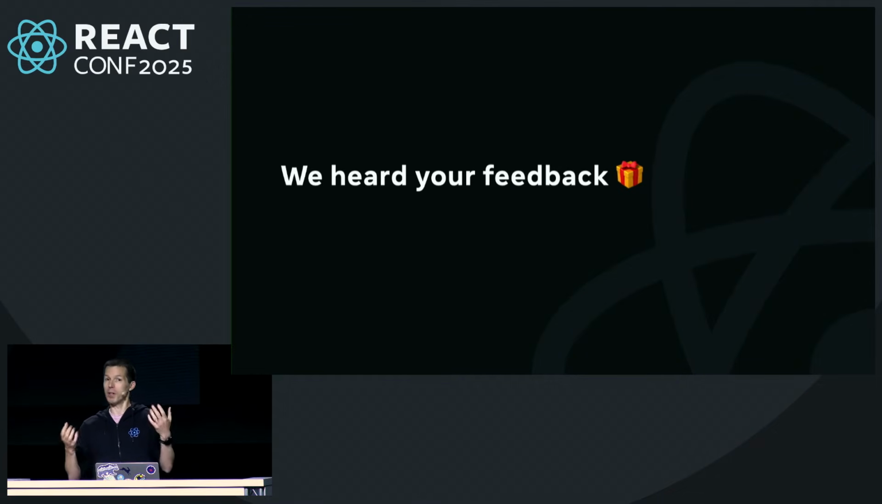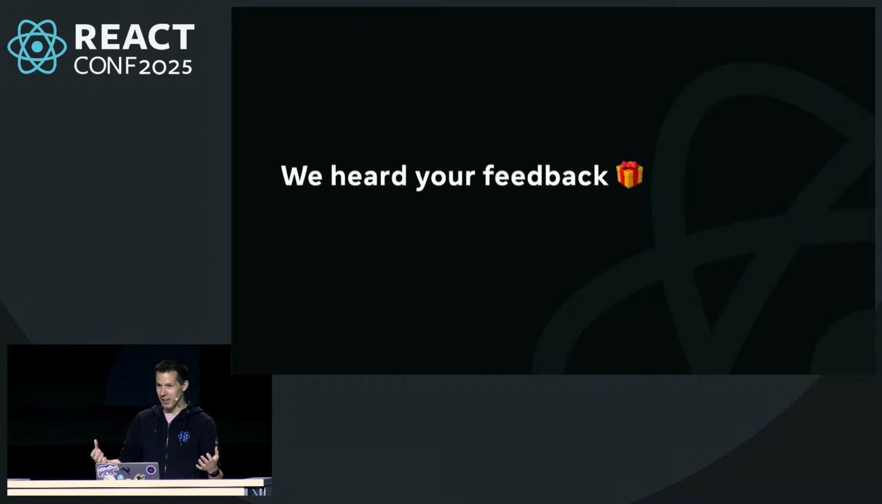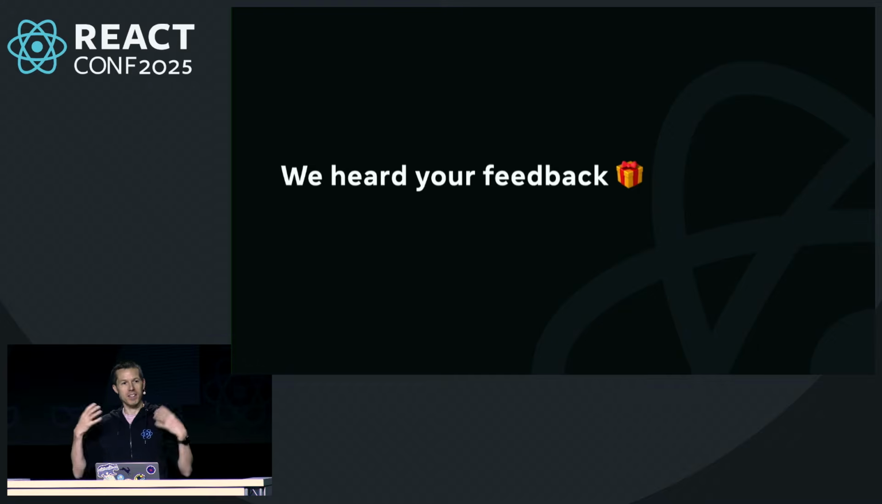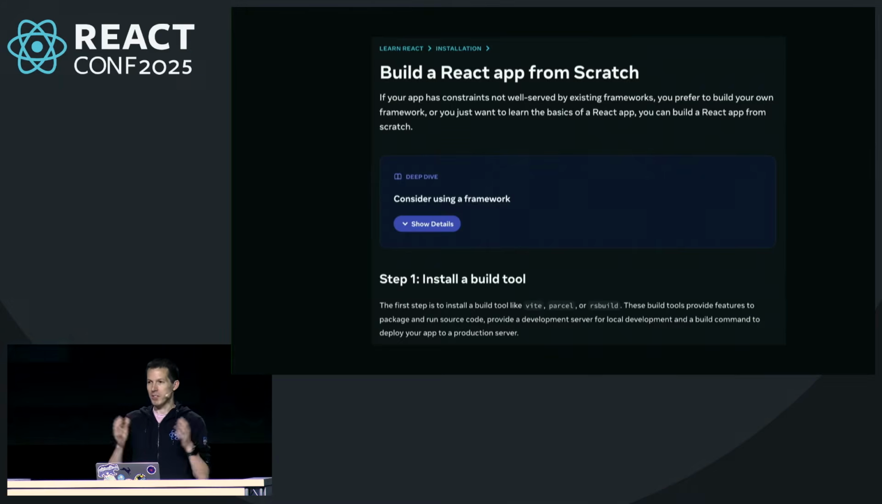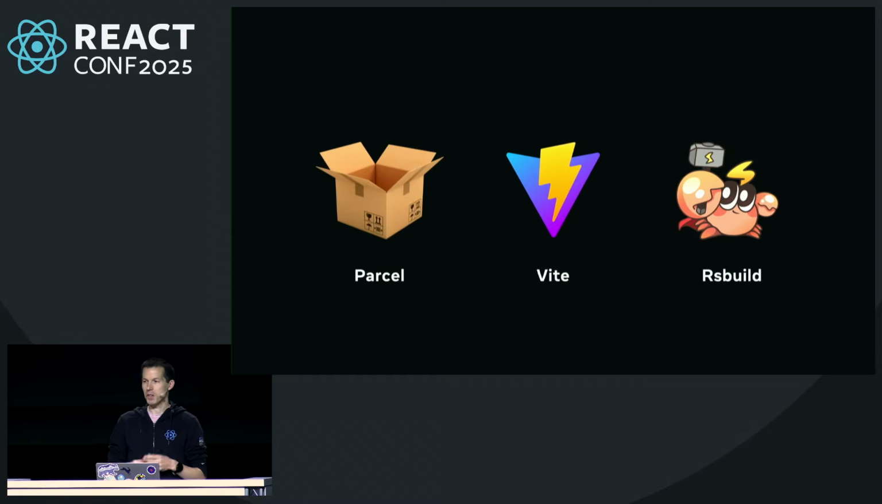Maybe not as quickly as you might have liked, maybe somewhat begrudgingly, but we heard it, we internalized it. It took some time. We had to sit and go on some long walks and process. But based on your input, we've added a new page to the docs that walks through how to build a React app from scratch. And this page highlights several great options, including Parcel, Vite, and RS Build.